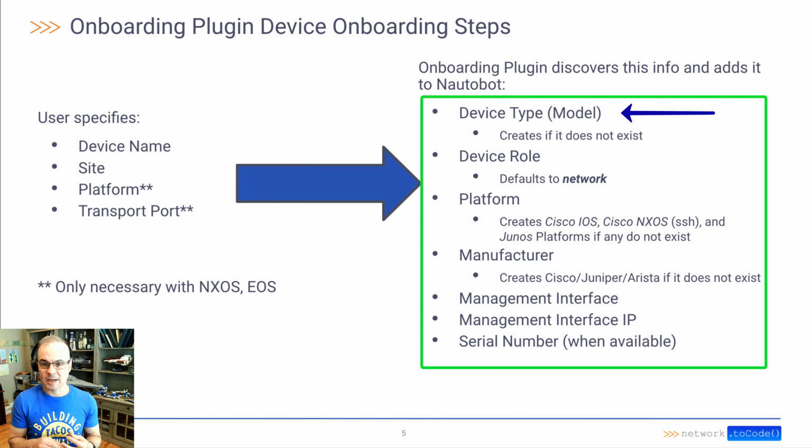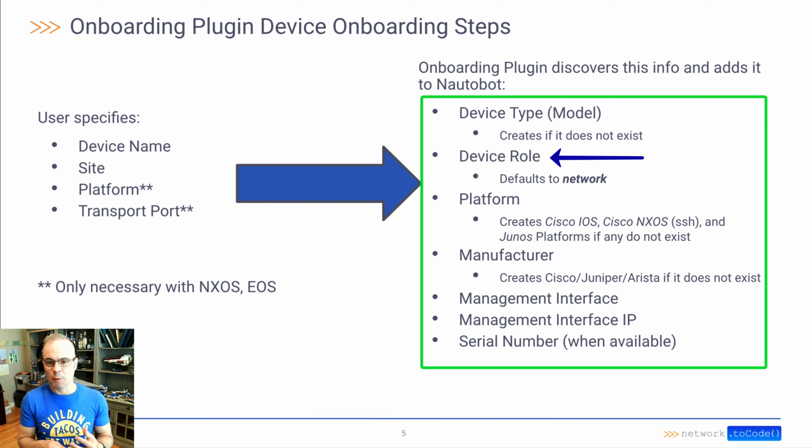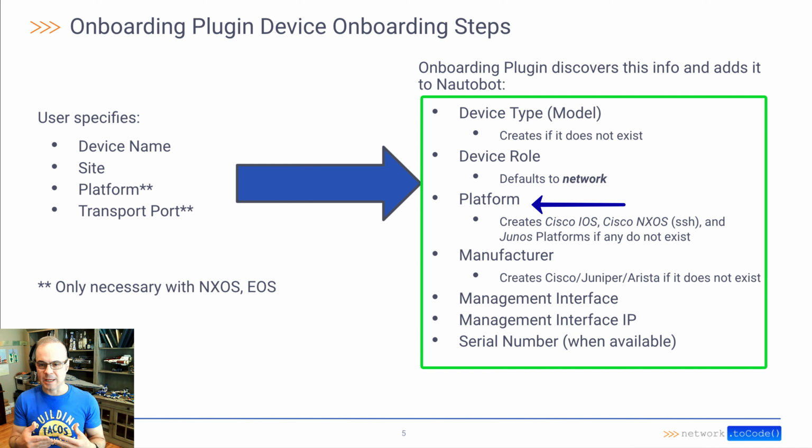It'll discover the device type. It'll discover the device role. Well, actually, it'll default the device role to network. It will discover the platform and create it automatically in Nautobot if it's not defined in Nautobot already. It will discover the manufacturer, and if the manufacturer is not in Nautobot already, it'll define that manufacturer in Nautobot.